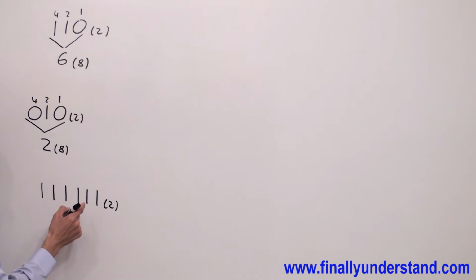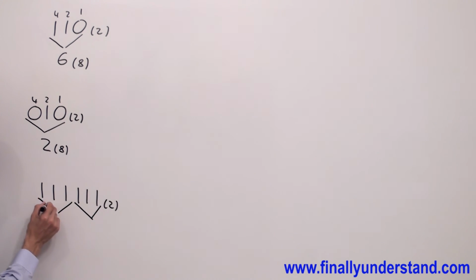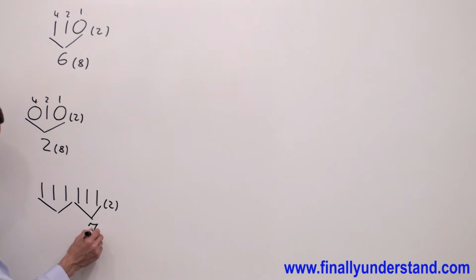Next one. We're supposed to again make the groups of 3 bits. This is binary 7, that's why I'm going to write 7 over here, and binary 7 is octal 7. This is the solution to this problem.